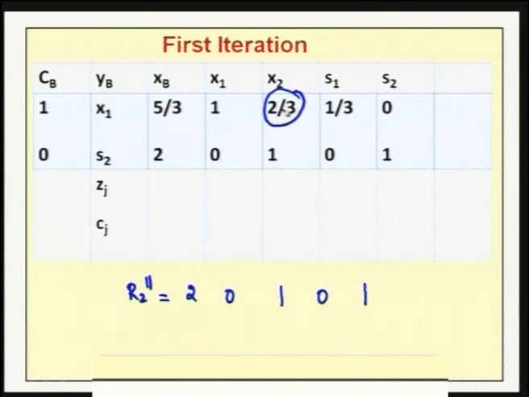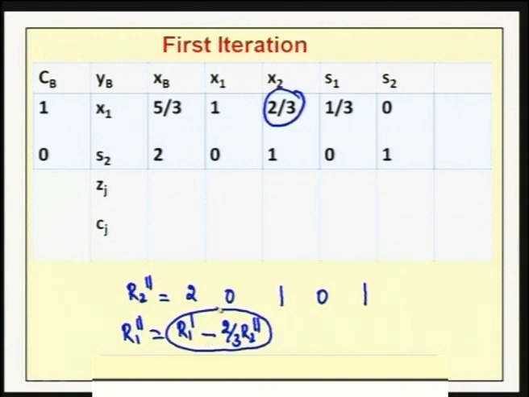How can we convert this 2 by 3 as 0? Now, the R1 double dash, we have to make this element as 0. For that, from this row, that is from R1 dash, if we multiply the R2 dash by 2 by 3, so 2 by 3 into R2 dash, and then if we subtract those things from R1 dash, this term becomes 0. If you multiply this by 2 by 3 and subtract from this one, 2 by 3 minus 2 by 3 becomes 0. Therefore, this entry becomes 0. So, this row is 5 by 3, 1, 2 by 3, 1 by 3, 0.